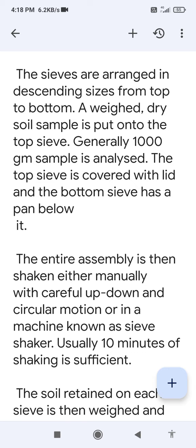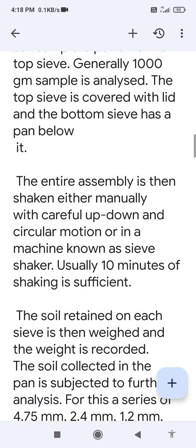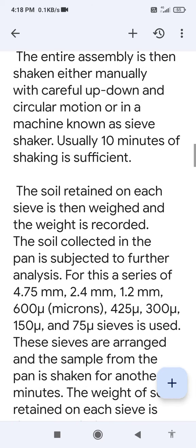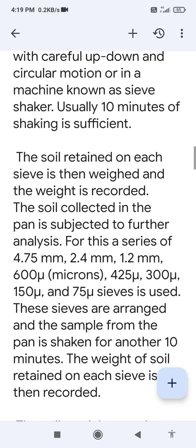The top sieve is covered with a lid and the bottom sieve has a pan below it. The entire assembly is then shaken either manually with careful up-down and circular motion or in a machine known as a sieve shaker. Usually 10 minutes of shaking is sufficient. The soil retained on each sieve is then weighed and the weight is recorded. The soil collected in the pan is subjected to further analysis.